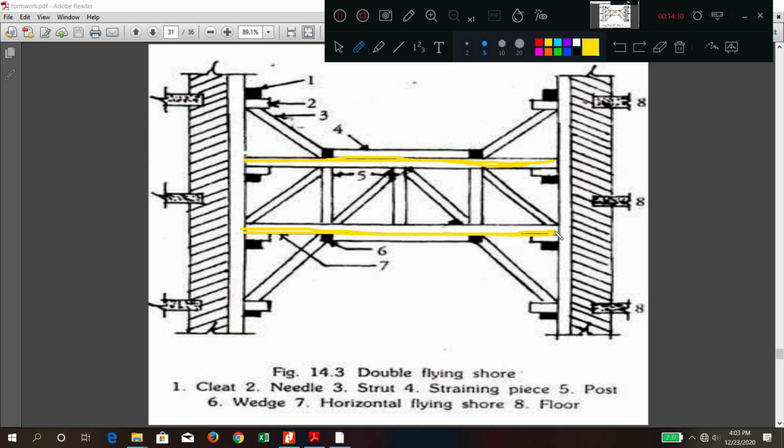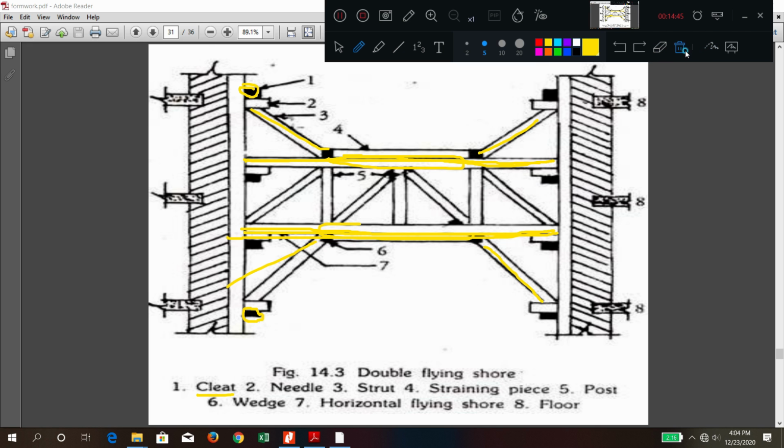Are you getting this point? Two horizontal beams. Other than this, inclined struts are there, a common thing. Okay. This is a straining piece. Cleat. Where is that cleat? This is the cleat. Are you getting this point? Cleat.